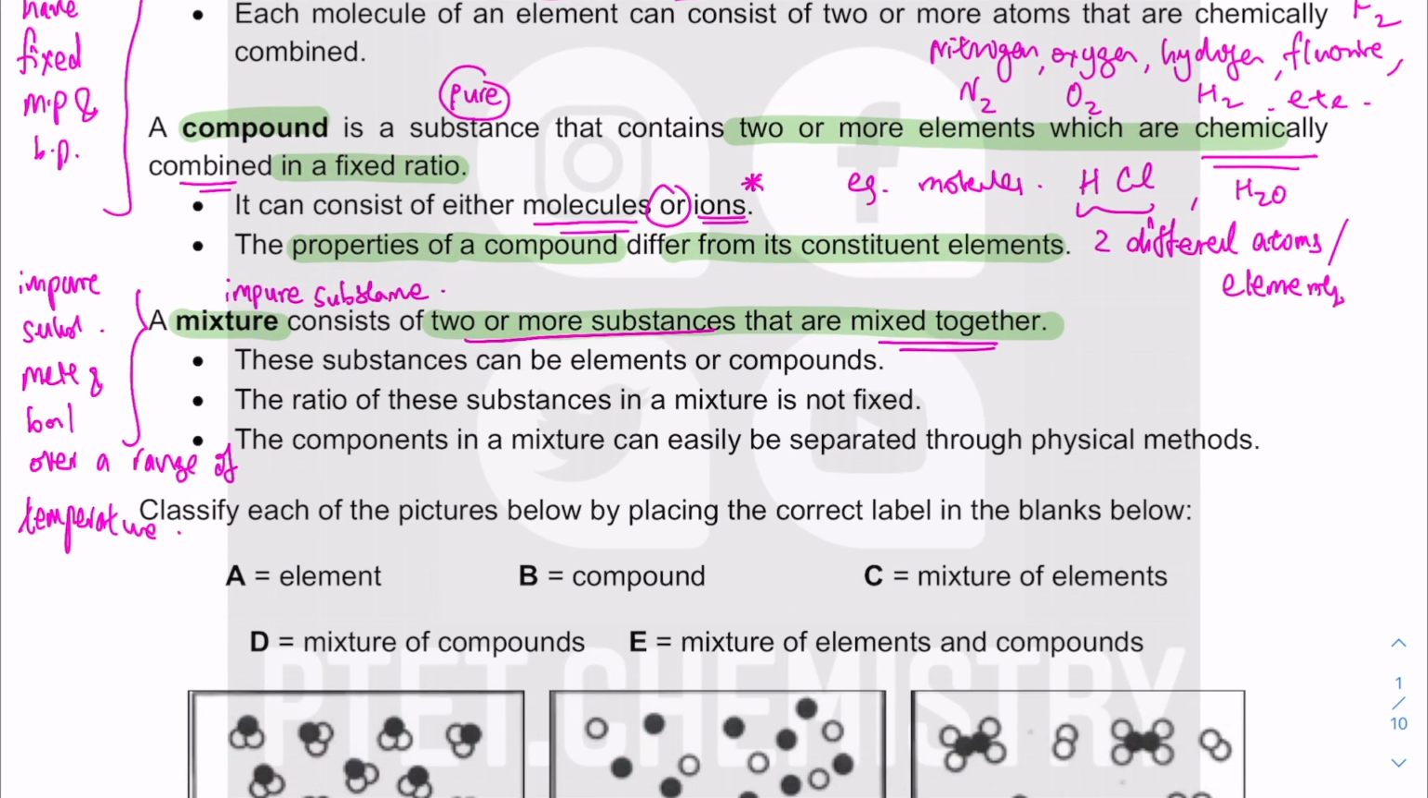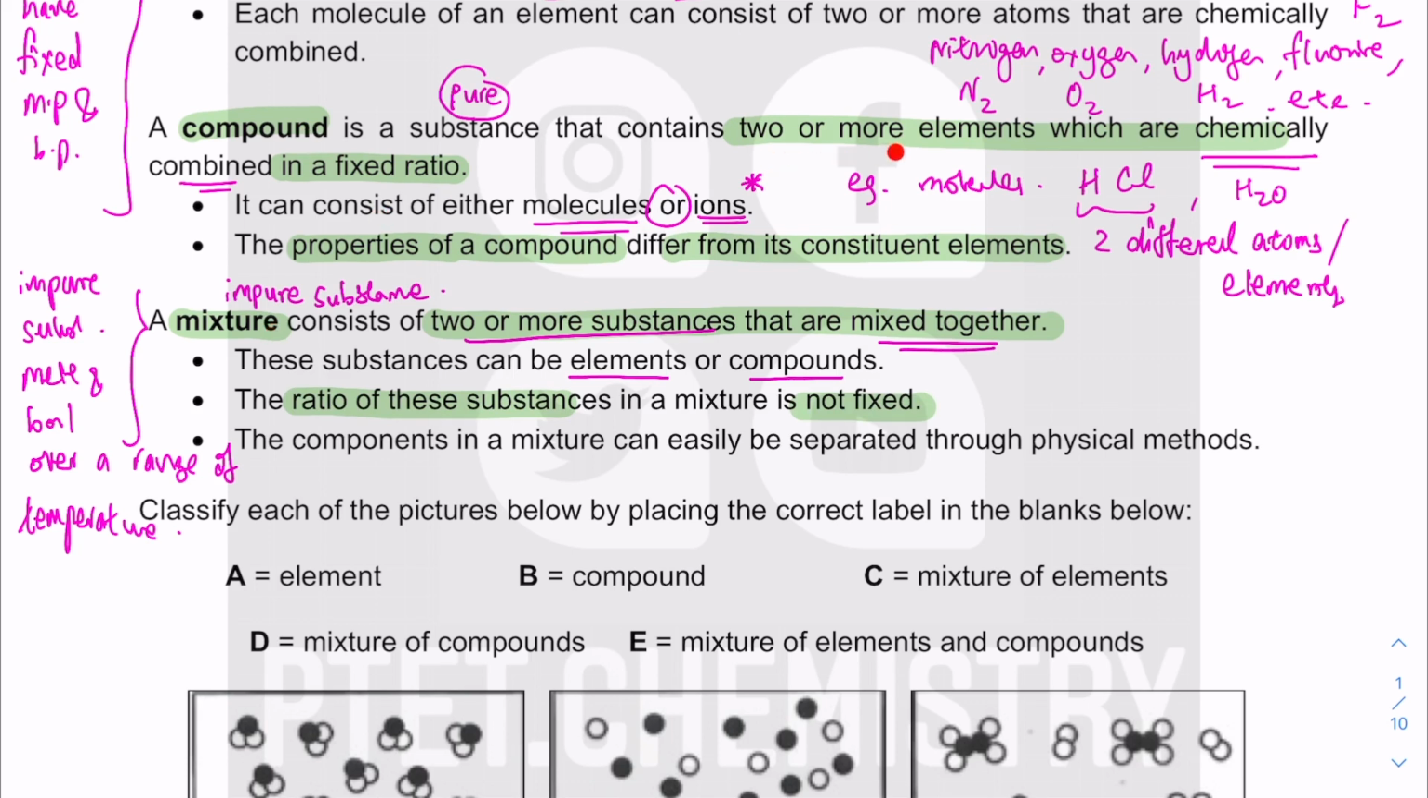So you can have a mixture of elements, you can have a mixture of compounds, or you can have a mixture of elements and compounds. There will still be a mixture. What is important is that the ratio of these substances is not fixed. So questions can also ask you to describe the differences between compound and mixture.